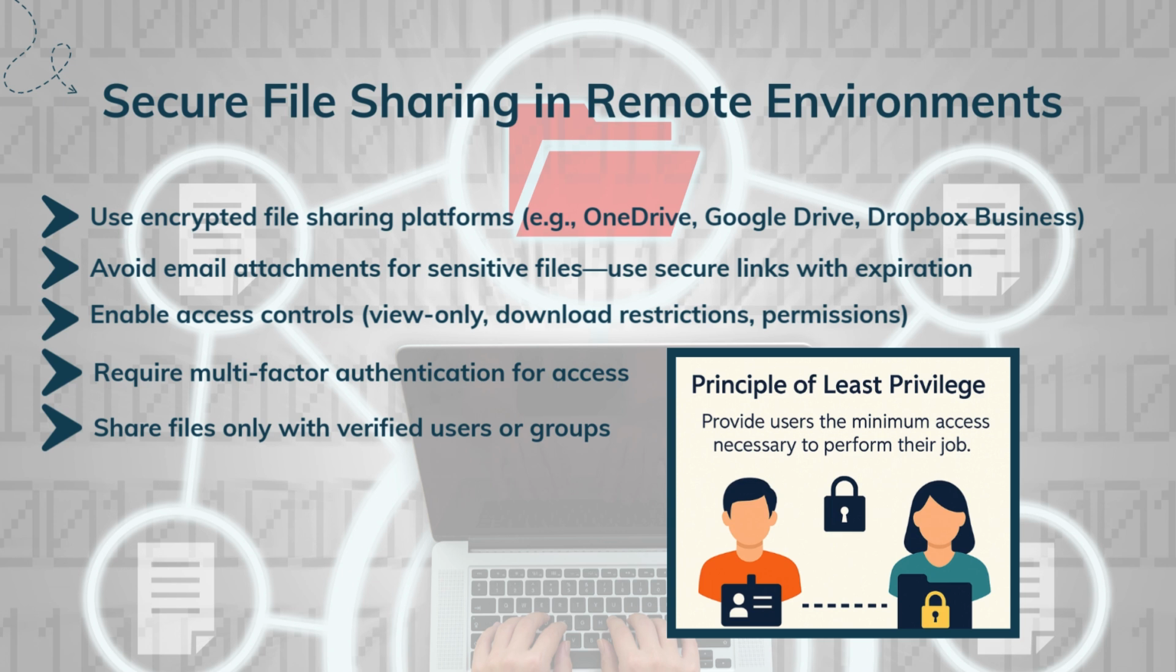First, always use secure encrypted platforms like OneDrive, Google Drive, or Dropbox for business. These services offer features like access control, activity logs, and encryption in transit and at rest. And here's a big one: avoid sending sensitive documents as email attachments. Instead, share a secure link that expires after a set time or once it's been used. That way, even if the link gets forwarded, it can't be reused forever.